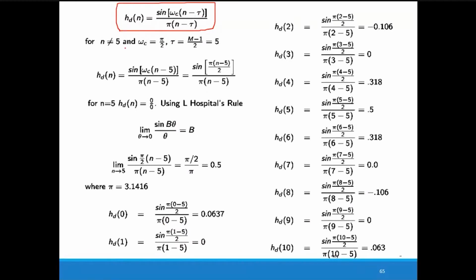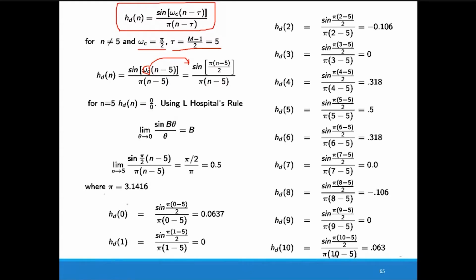As you know, the value of ω_c is equal to pi by 2, and the value of tau as per our calculation is 5. So now we are replacing this value. h_d(n) is equal to sin ω_c(n minus 5) divided by pi(n minus 5). Now I am again applying the value of ω_c and getting this equation: sin of pi by 2 into (n minus 5) divided by pi(n minus 5).